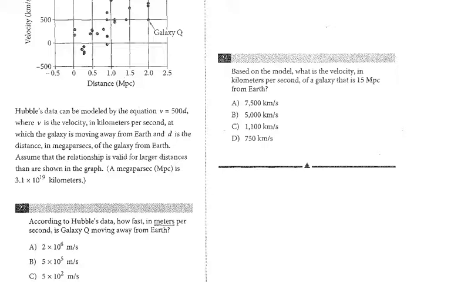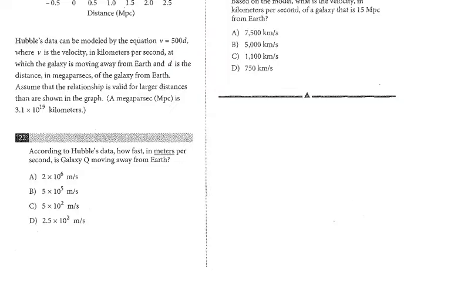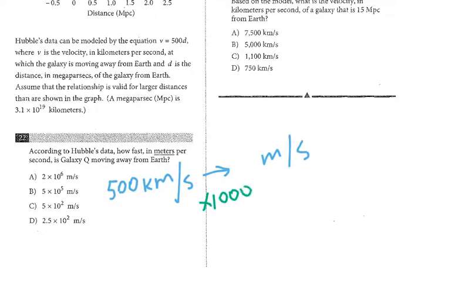From the graph, we could see galaxy Q. It's located here. Its velocity will be 500 kilometers per second. So for question 22, we need to change 500 kilometers per second into meters per second. You need to multiply by 1,000 because 1 kilometer equals 1,000 meters. That's how you get the 5 times 10 to the 5th power. That's why B will be the answer.